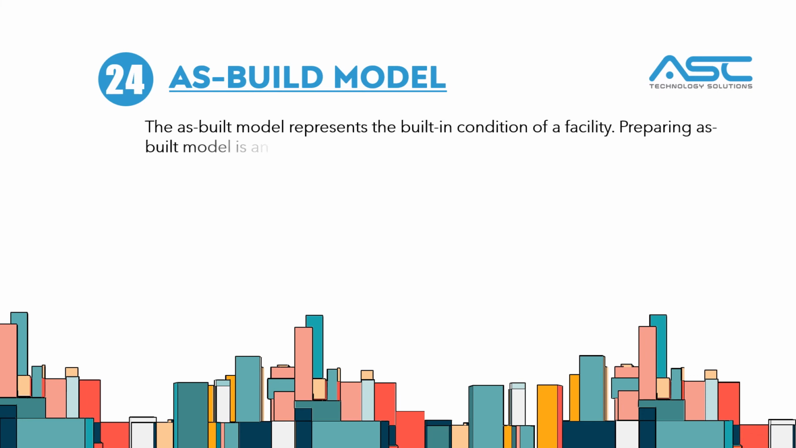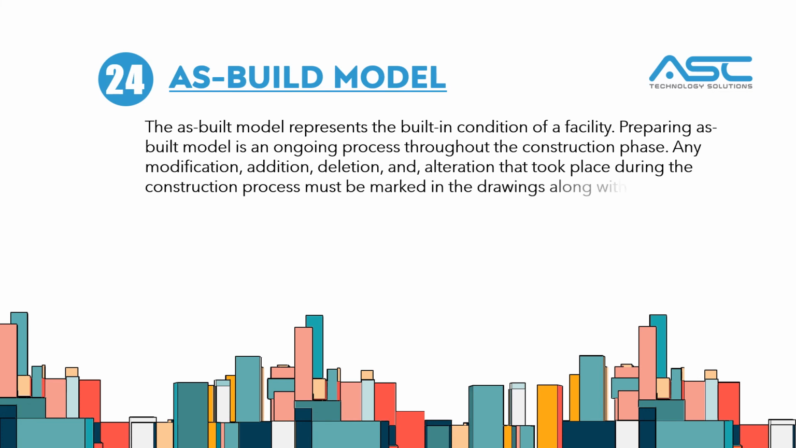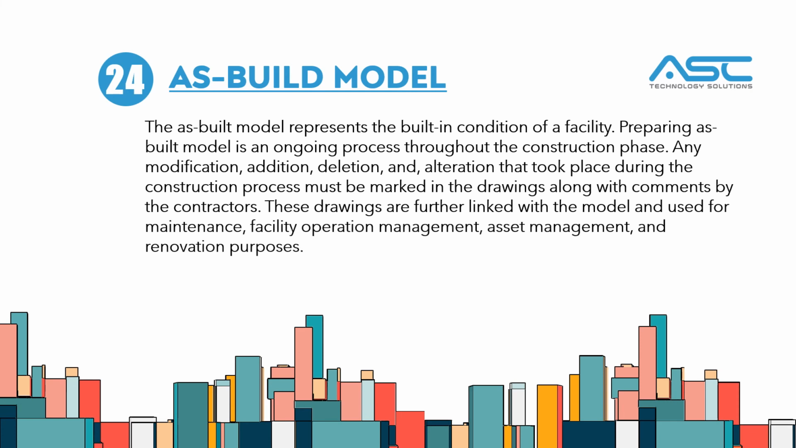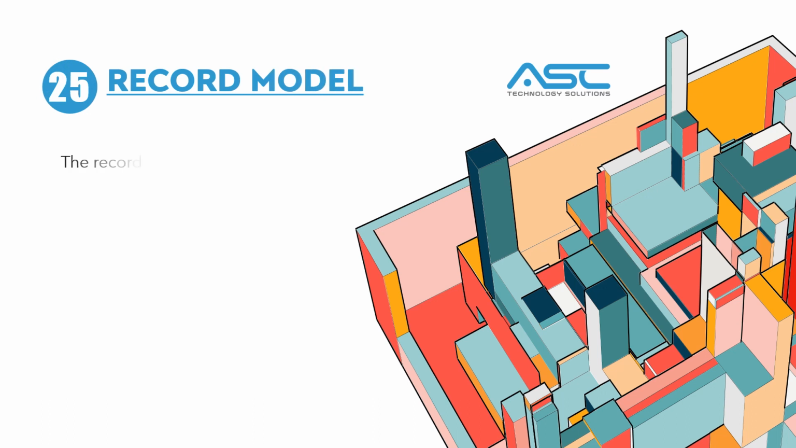24. As-built model. The as-built model represents the as-built condition of a facility. Preparing an as-built model is an ongoing process throughout the construction phase. Any modification, addition, deletion, and alteration that took place during the construction process must be marked in the drawings along with comments by the contractors. These drawings are further linked with the model and used for maintenance, facility operation management, asset management, and renovation purposes.